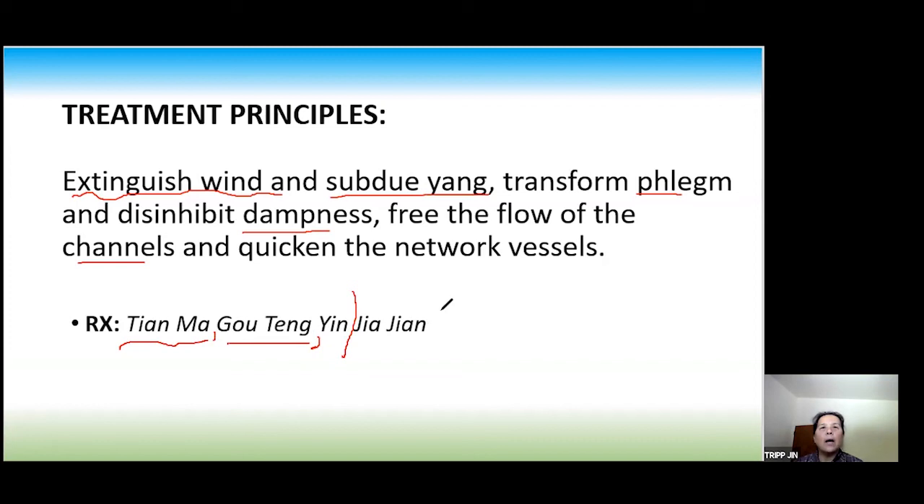I believe we talked about this formula before. 天麻 is an herb name. 钩藤 is another herb name. These two herbs mainly work with the wind condition. And there are also some other herbs to balance it, but mainly acting on the internal wind.